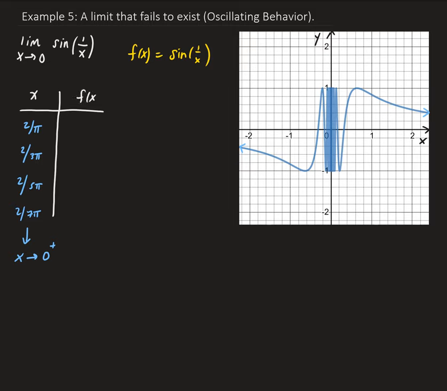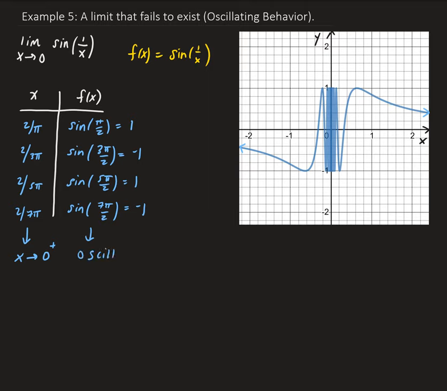If we plug these in, we basically take the reciprocal and then take the sine of those values. For 2 over pi, the reciprocal gives us sine of pi over 2, which is 1. The next one is sine of 3 pi over 2, which gives us minus 1. Then sine of 5 pi over 2 gives us 1, and sine of 7 pi over 2 gives us negative 1. You can clearly see that these are oscillating between negative 1 and 1.